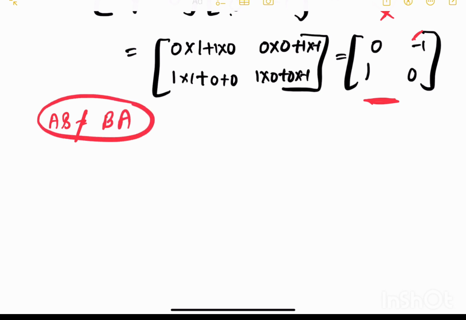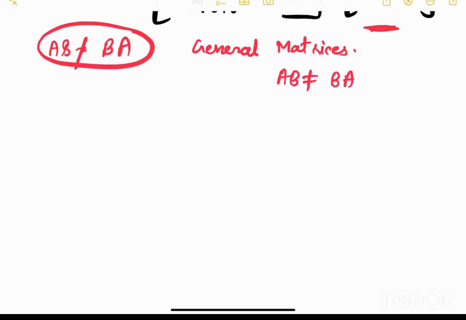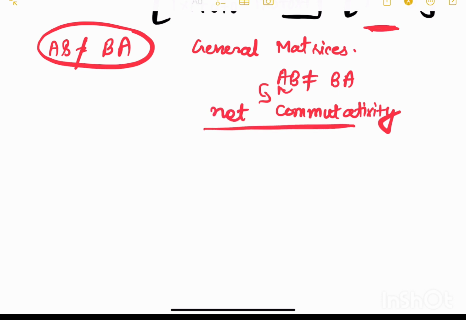So in general conditions, in general matrices, my AB is not necessary that it will be equal to BA. Now, what is this condition called? This condition is called commutativity. Why? Because after I'm commuting my B with A or I'm switching the matrices, the values is not same. So I will say that it does not follow my commutativity law.